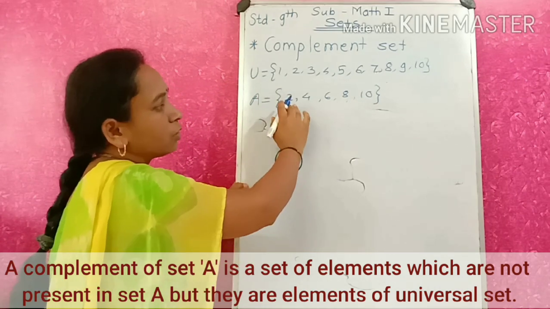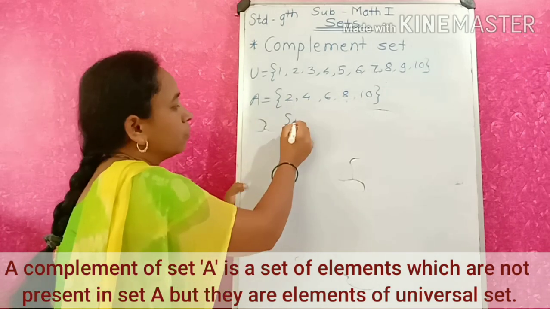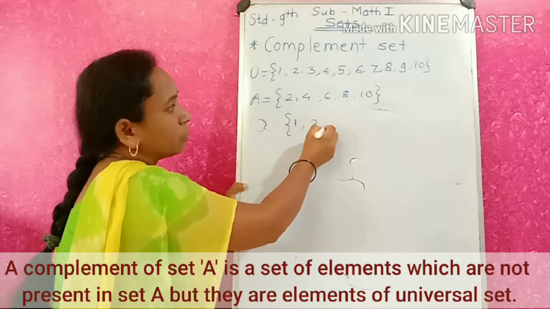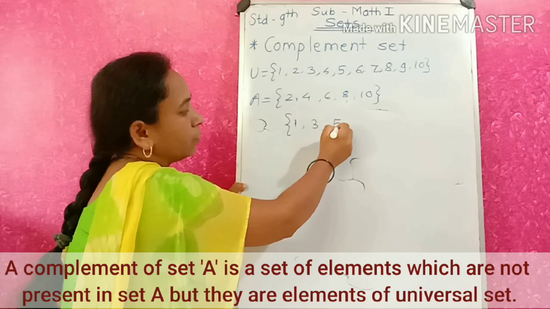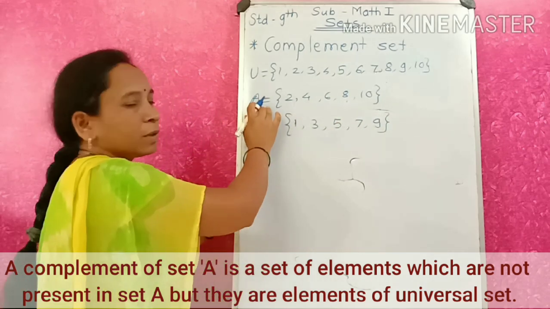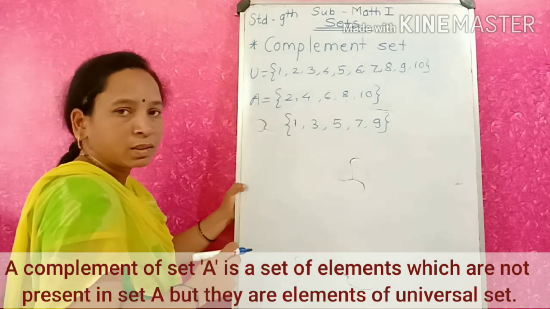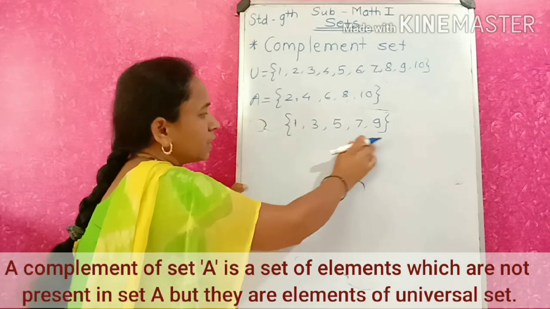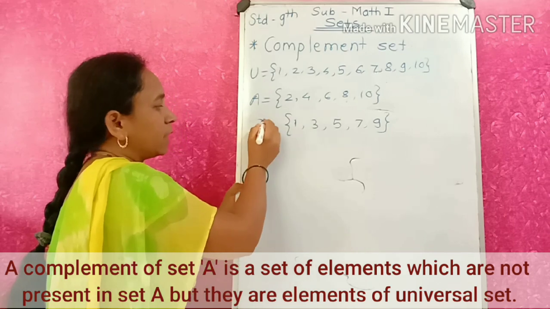So which elements are not present in A? 1 is not present, 3 is not present, 5, 7, 9. So these elements are not present in A, but they are from the universal set. So these elements form the set.